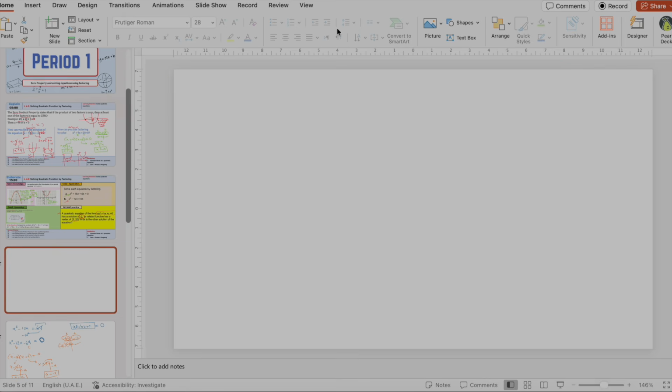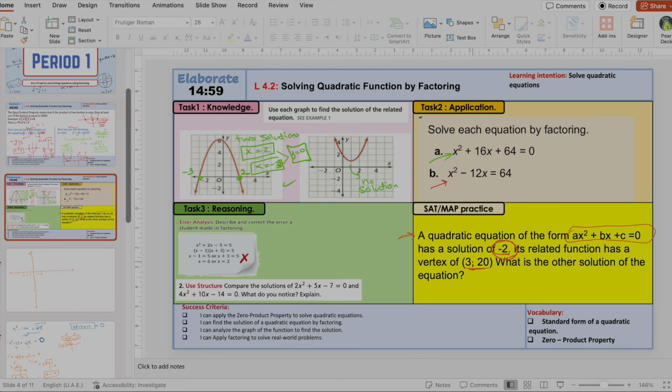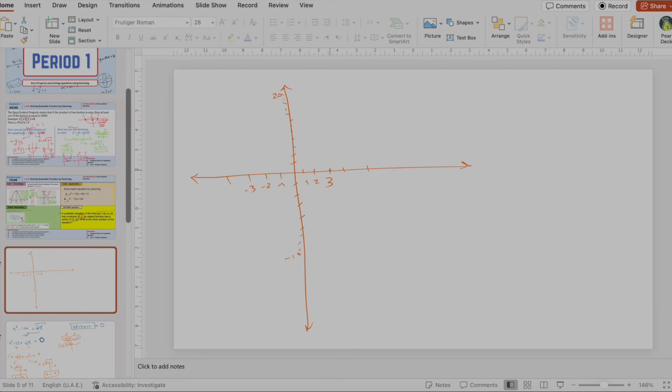So let's plot these points just to imagine our equation. This is 1, 2, 3, 4, 5, 1, 2, 3, 4, negative 3, negative 2, negative 1. Then you have here a lot of points, let's say negative 10, many points here, let's say 20. So I have a vertex at (3, 20). So at (3, 20), here's the vertex.